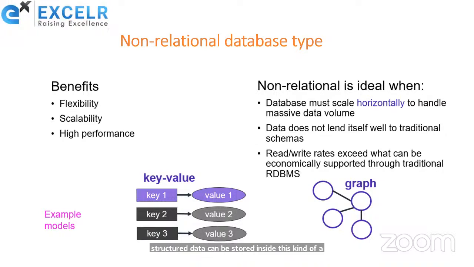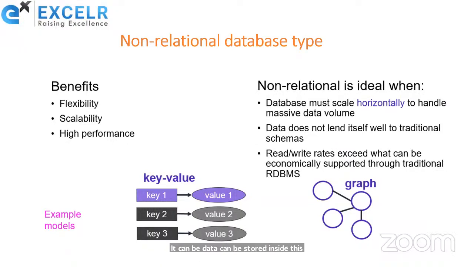Okay, so example models. When I'm using key values, for example, I have a string value here, and I can also upload a numeric value here. If I upload a numerical value, I can have a string value separately at the database level. It doesn't have any schema restrictions like an RDBMS. Unstructured data can be stored inside this non-RDBMS.